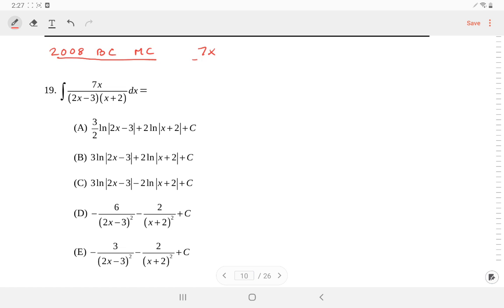So this is 7x over (2x minus 3)(x plus 2) equals, and then you put 2x minus 3 in one fraction and x plus 2 in the other fraction. And then remember, you have to check whether the denominator is linear or quadratic. On the BC test, they're all going to be linear. There's no repeated linears, but in college you might have repeated linears and quadratics, but that's in your normal notes. On top of a linear we put a constant.